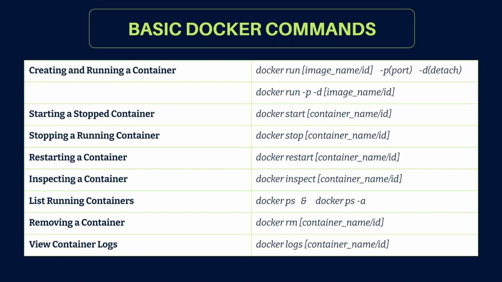we use docker ps command, and docker ps -a command is used to get a list of all the running as well as all the stopped containers. And to remove a container we use docker rm command, and to view the logs and for troubleshooting purposes we use docker logs command. And with each command we use container name or ID. So let's go to the command prompt and try all these commands.